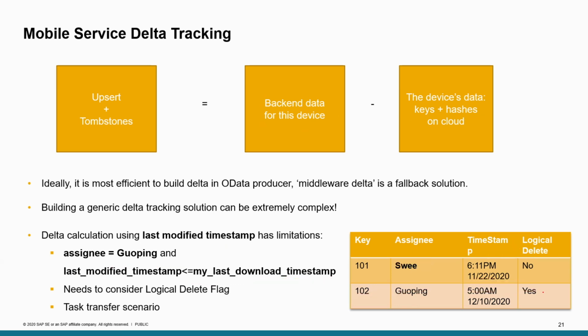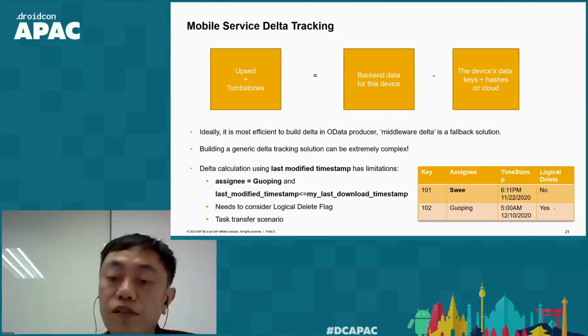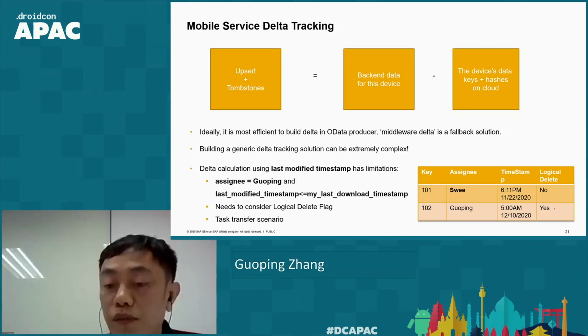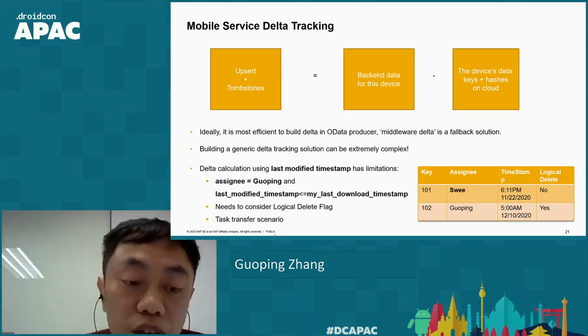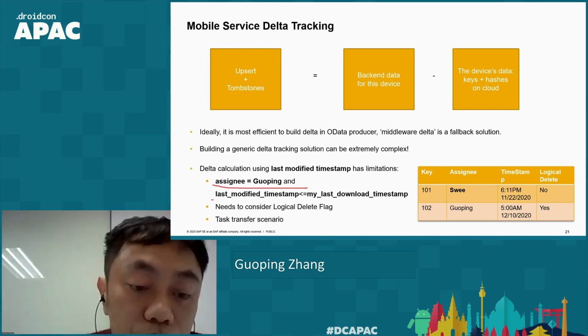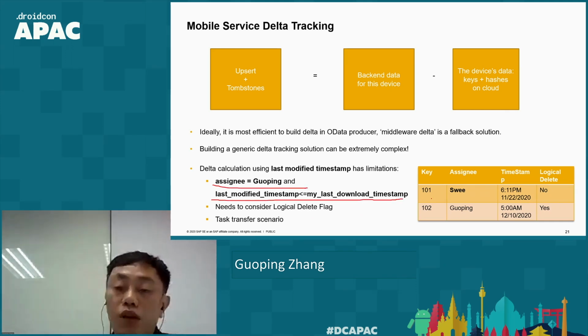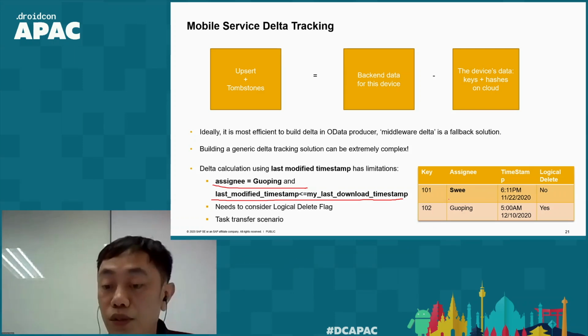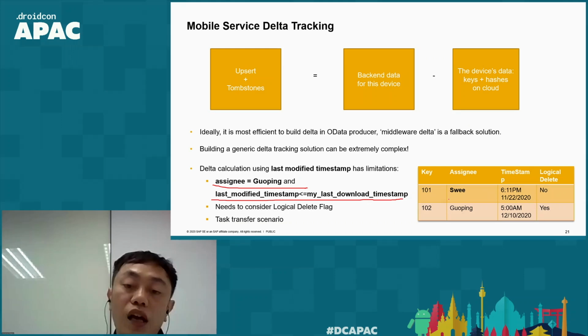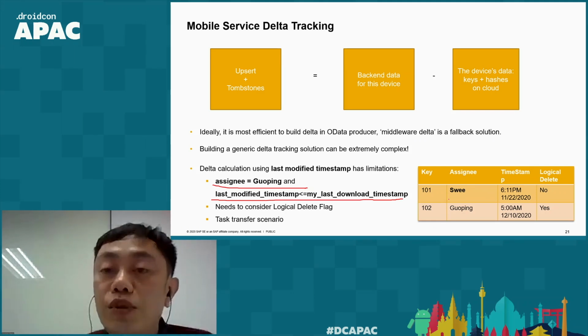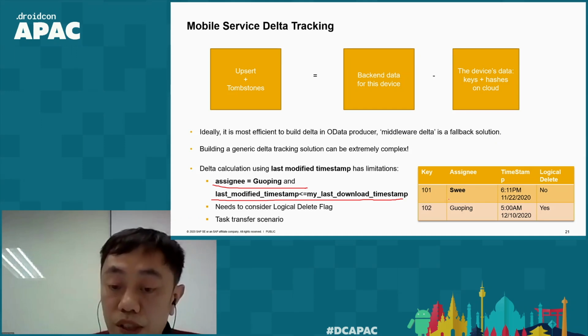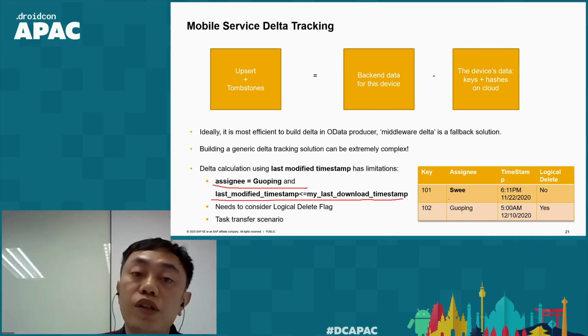And the other problem is like this. If someone has transferred the task from me to someone else, like to Swee, and I still use this query, I will not be able to find the record because the assignee has become Swee, my colleague. Then this task might be left on my device forever. That's a problem the last modified timestamp cannot handle, so you need to think of another approach. This is something you need to pay attention to when you build the delta checking yourself.